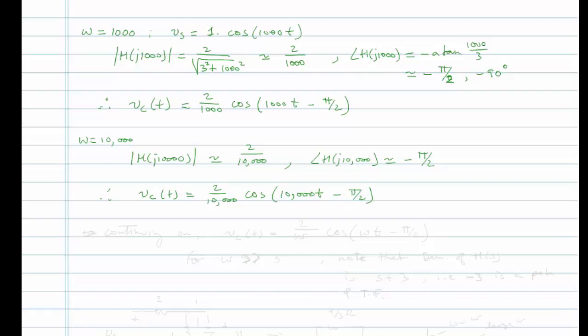And what we find in general, we would find that Vc of t is equal to 2 over omega times cosine of omega t minus pi over 2, for omega much, much greater than 3. And the reason I picked 3 is not quite clear to you at this point, but note that the denominator of H of s is s plus 3, i.e. minus 3 is a pole of the system, of the transfer function.